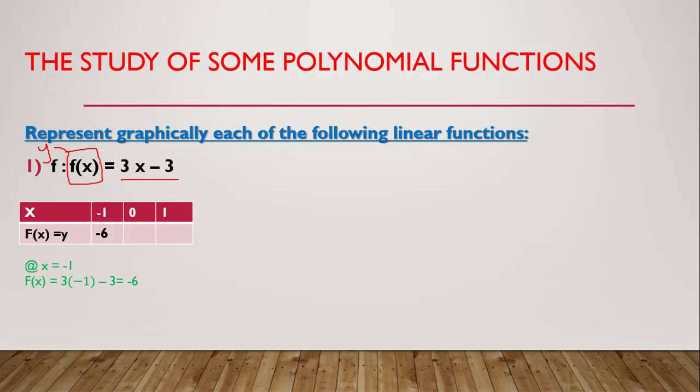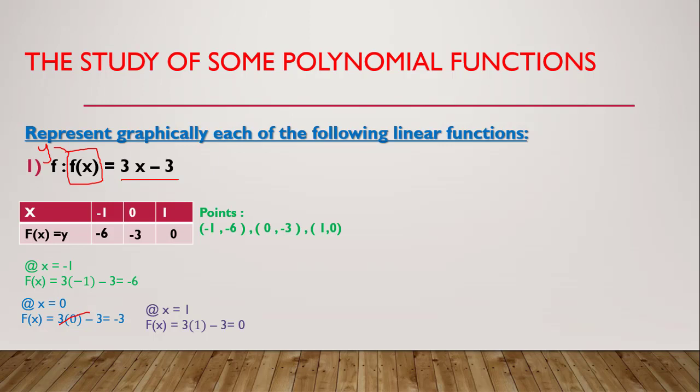What about 0? Put x equals 0, so 3 times 0 minus 3 will be -3. So I have another point which is 0 and -3. Finally, I'll put x equals 1. So 3 times 1 equals 3, and 3 minus 3 is 0. So I have another point which is 1 and 0. So I have 3 points: -1 and -6, 0 and -3, and finally 1 and 0.